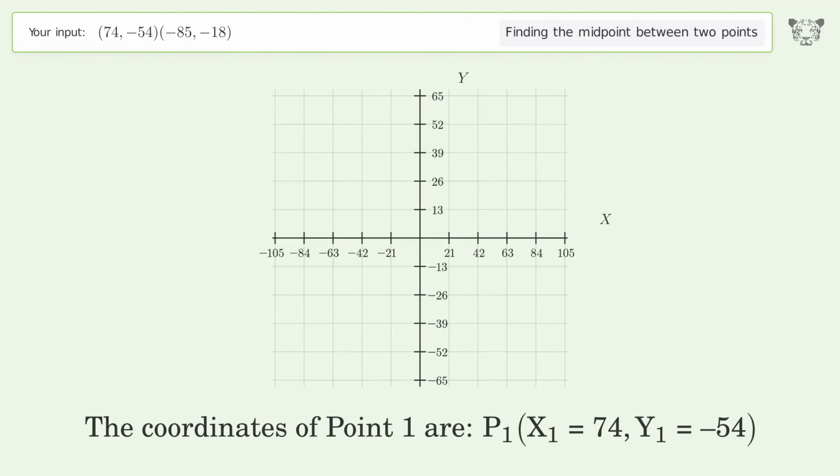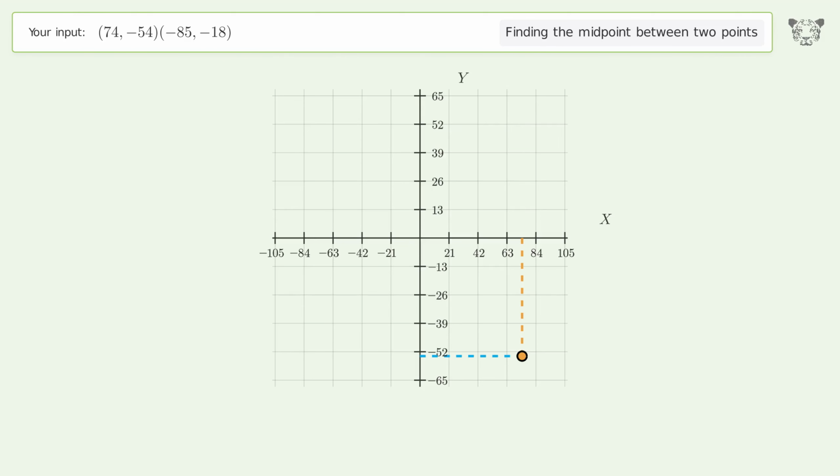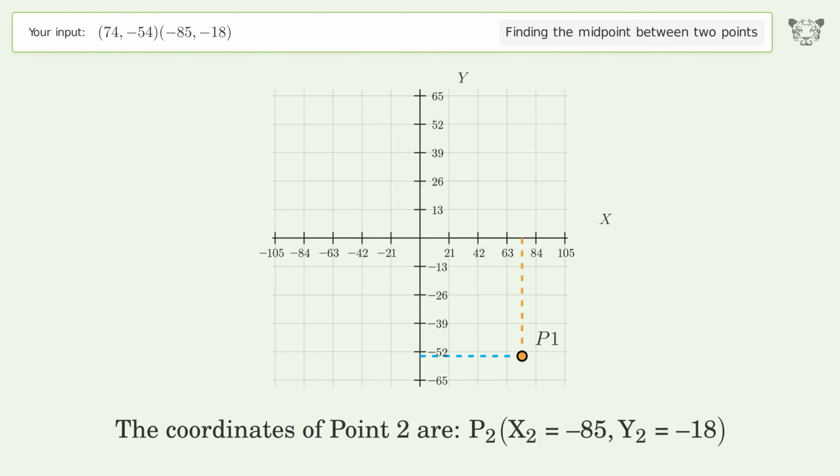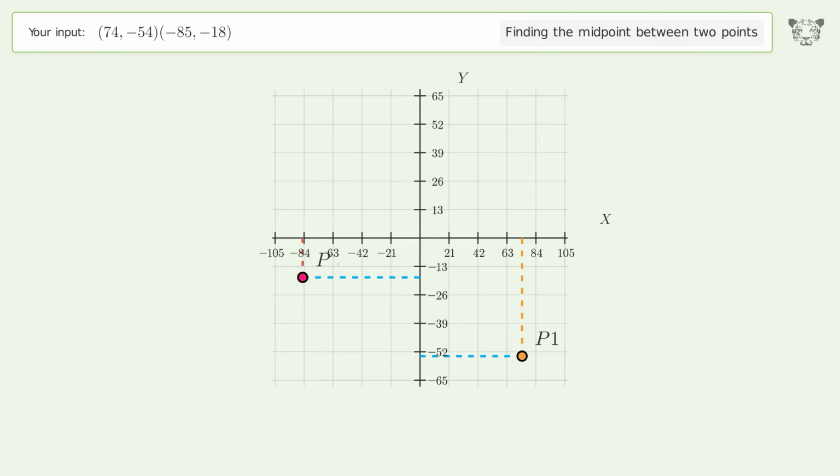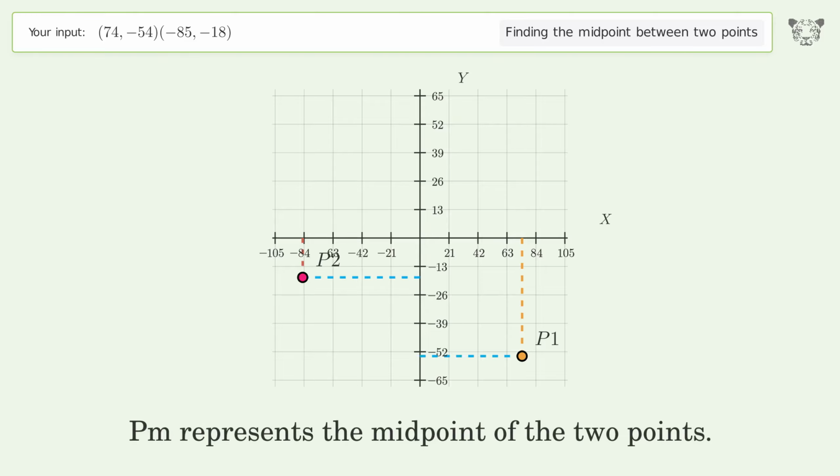The coordinates of point 1 are, x1 equals 74, y1 equals -54. The coordinates of point 2 are, x2 equals -85, y2 equals -18. PM represents the midpoint of the 2 points.